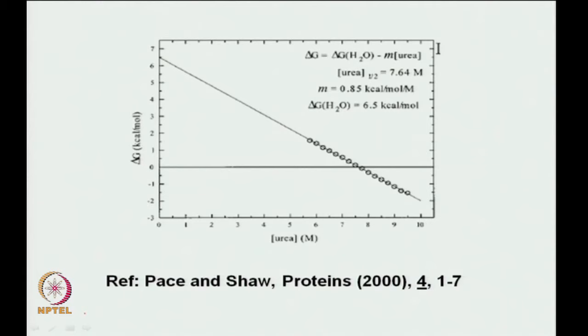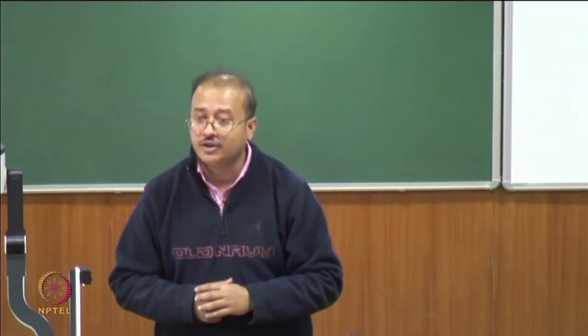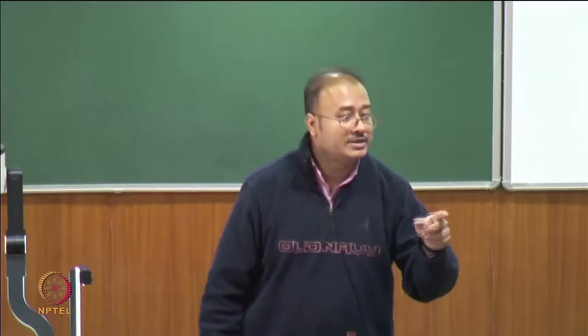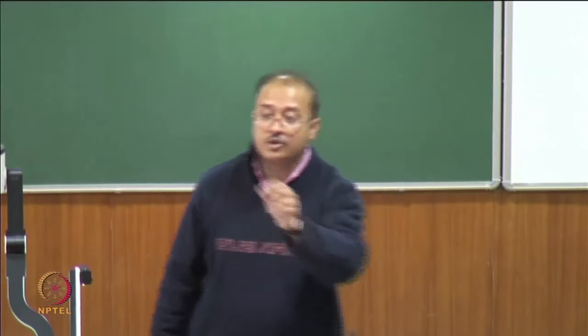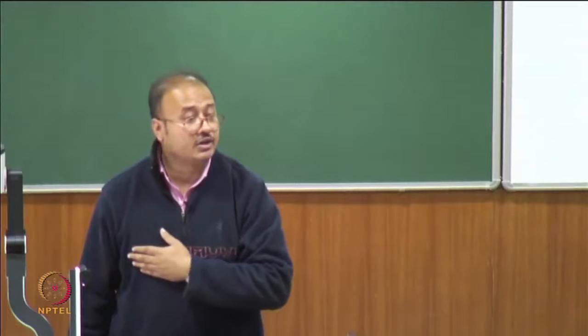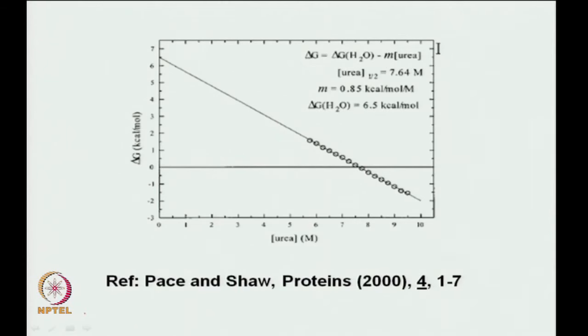Okay. Now, what is this plot? This plot is a plot of delta G versus urea concentration, and it is not surprising that it is a linear dependence on urea concentration, because that is what we started with, right. We said that delta G was equal to delta G H2O minus m times concentration of denaturant, and that is what you are seeing. It is a negative slope. Now, what is this value? Can someone tell me? Very good. So, this is delta G H2O, right.